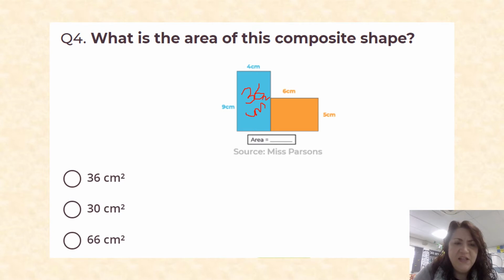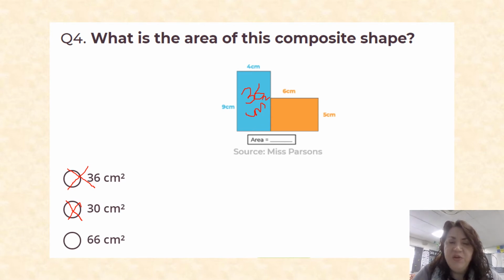Now, I can already know it's not that one because I need to find the area of both shapes added together, and 36 is only the area of one. And also I think I can get rid of this one because that's smaller than 36. So I don't think it can be that one either, but I do want to check. So now I need to find the area of the orange shape.